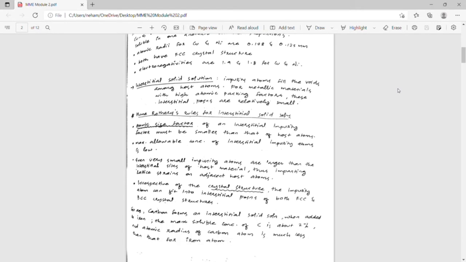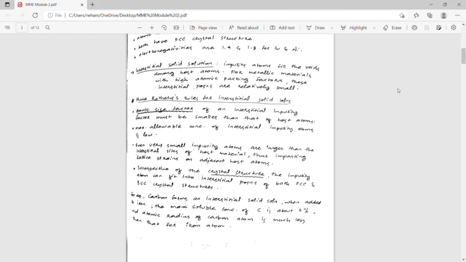Next is interstitial solid solution. Impurity atoms fill the voids among host atoms. For metallic materials with high atomic packing factors, these interstitial positions are relatively small. Hume-Rothery's rules for interstitial solid solutions: the atomic size of an interstitial impurity must be smaller than that of the host atoms. The maximum allowable concentration of interstitial impurity atoms is low.